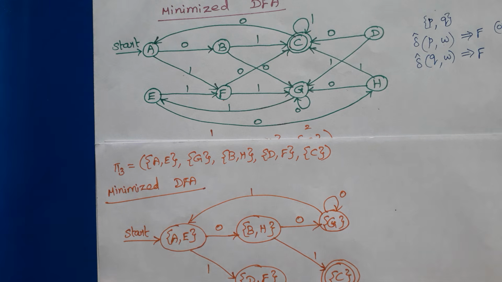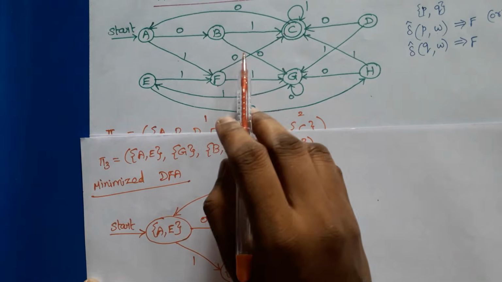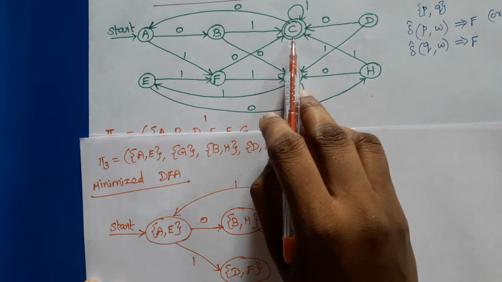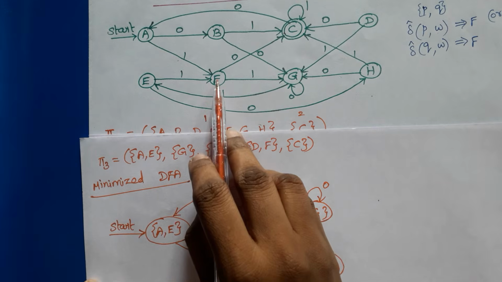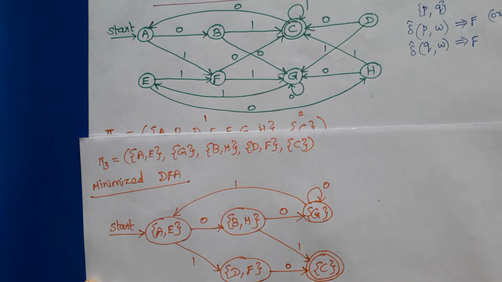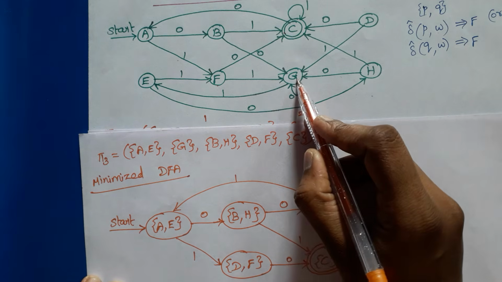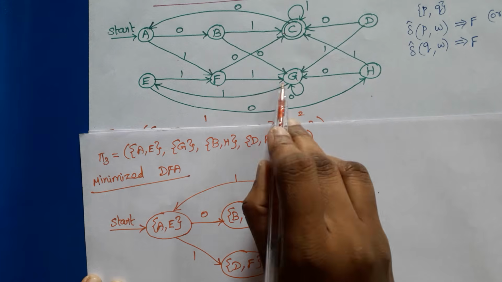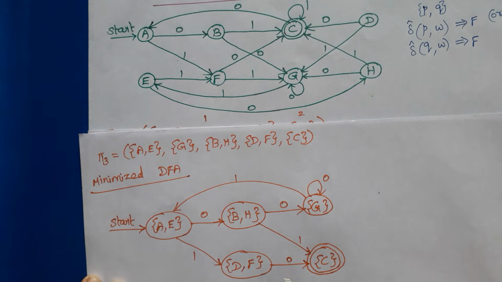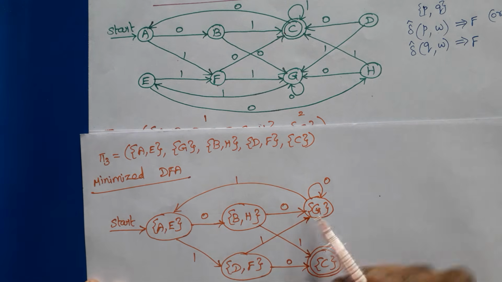Then from D and F, we need to consider the 0 transition. From D, 0 goes to C. From F also 0 goes to C. Then from D, 1 goes to G, and from F also 1 goes to G. So from D and F, 1 goes to G.